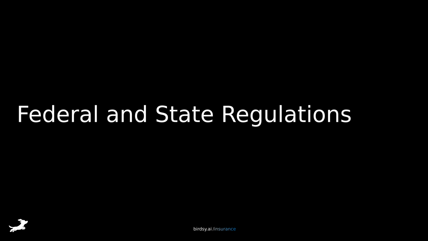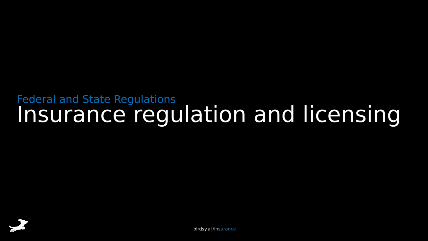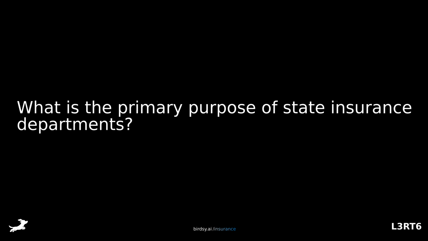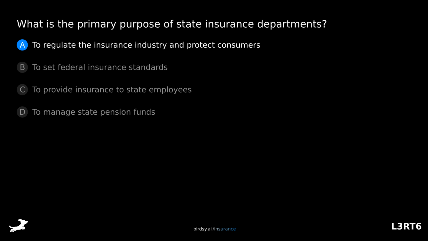Federal and state regulations. Insurance regulation and licensing. What is the primary purpose of state insurance departments? Is it A, to regulate the insurance industry and protect consumers? B, to set federal insurance standards? C, to provide insurance to state employees? Or D, to manage state pension funds? The answer is A, to regulate the insurance industry and protect consumers.